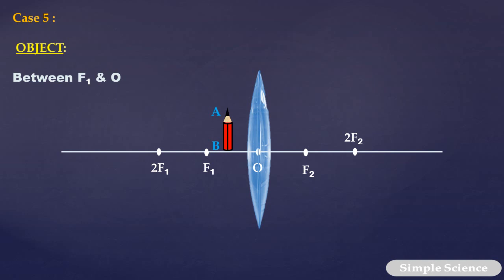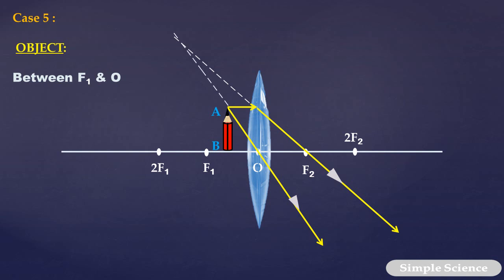Next case is when the object is placed between f1 and O, f1 and optical center, or you can say between focus and the lens. So when the object is placed between focus and the lens, let us see where the image is formed. A ray of light parallel to the principal axis, starting from point A, tip of the object, after refraction passes through focus, passes through f2. Now a ray of light passing through the optical center goes undeviated. Are they meeting? No, they are diverging, moving away from each other. They will meet only if you extend them backwards.